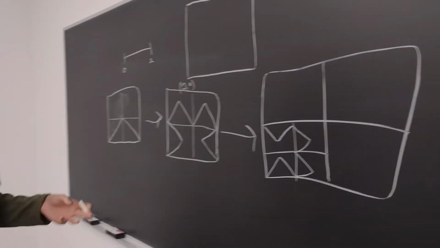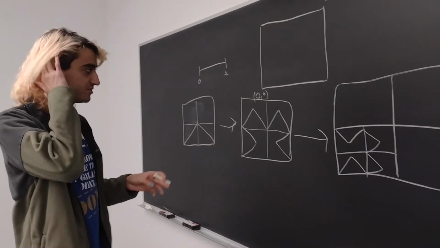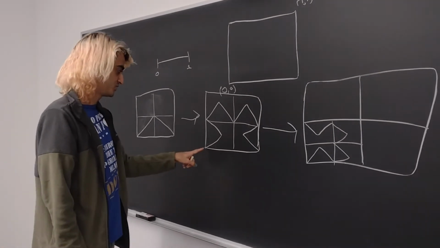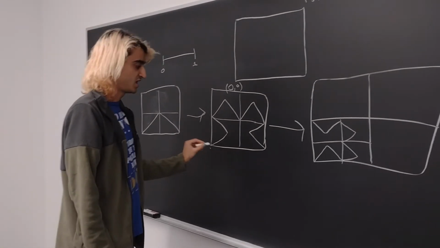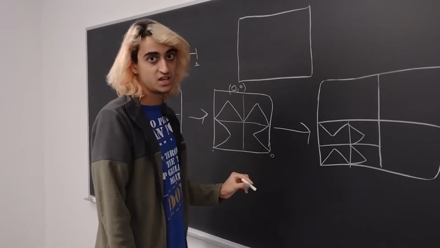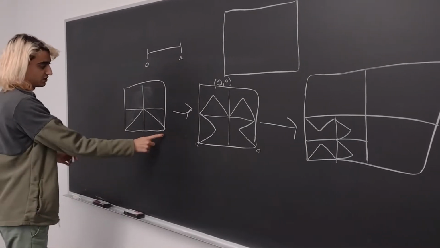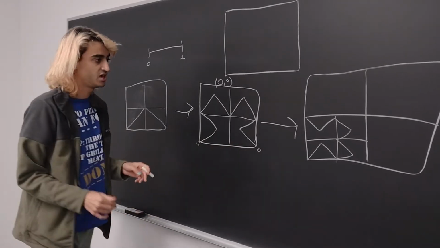So there's a couple important things to note about this operation. First thing is that the endpoints are preserved. So every single path starts at this bottom left corner and ends at this bottom right corner, even after you perform the operation, right? So this starts here, ends here, starts here, ends here.